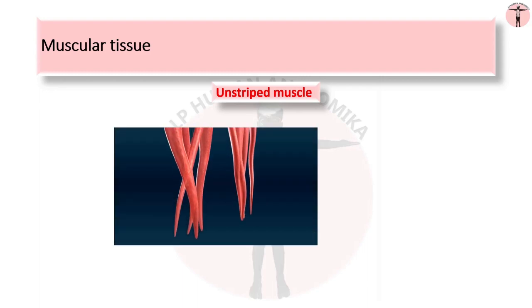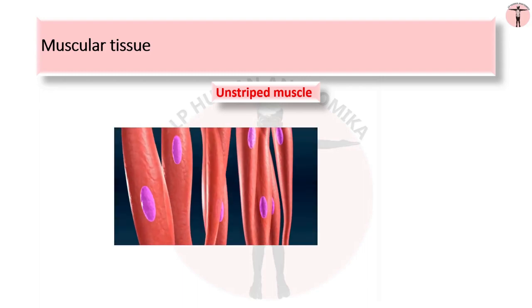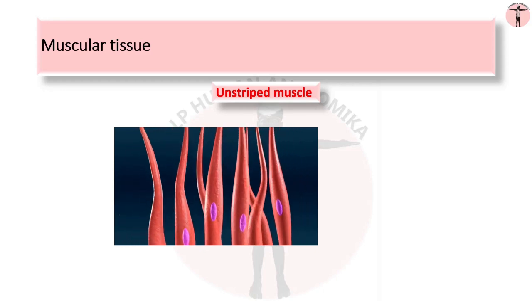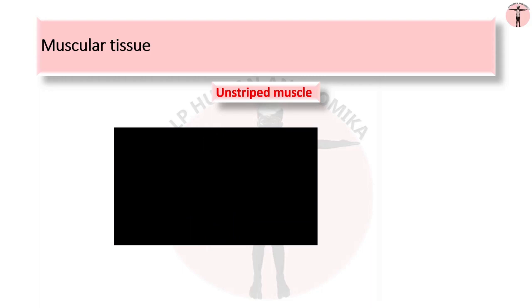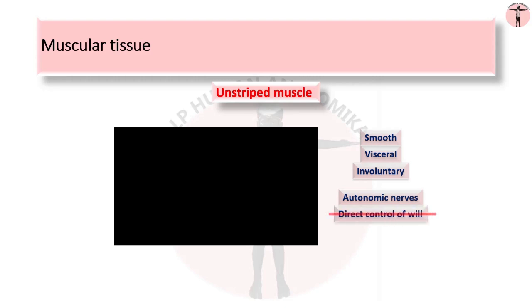Unstriped muscles do not exhibit cross striations and are structurally the simplest type of contractile tissue. They respond slowly to a stimulus and are capable of sustained contraction. The unstriped muscles are also known as smooth or visceral or involuntary muscles because they are supplied by autonomic nerves and are not under the direct control of will.